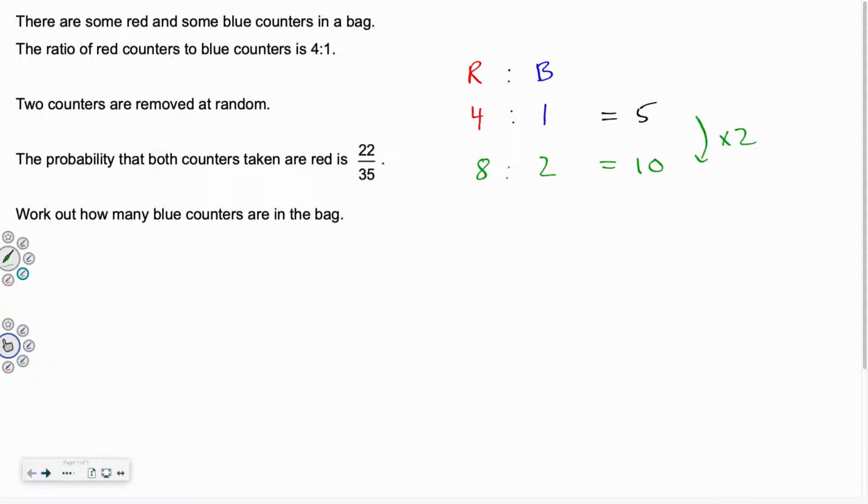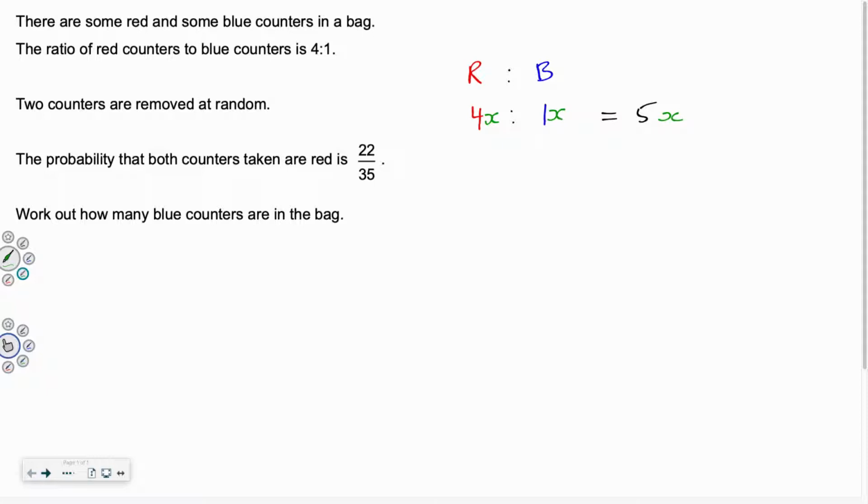Now, we want to work out how many blue counters are in the bag, so we don't know what to scale our ratio up to. So what I'm going to do is multiply all the parts of the ratio by x, where x is the same number, okay? So all I'm doing there is scaling the ratio up by x, multiplying all parts of the ratio by x, so we get 4x to 1x, and that's obviously going to be equal to 5x.